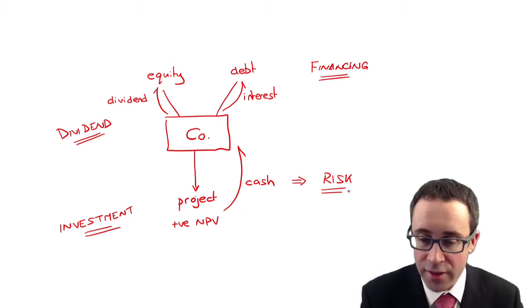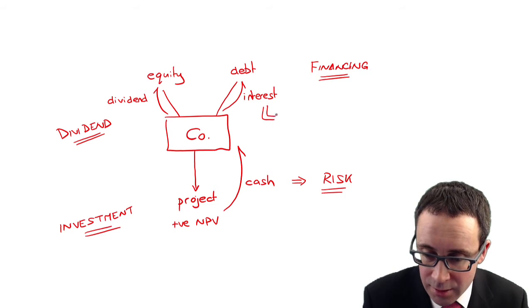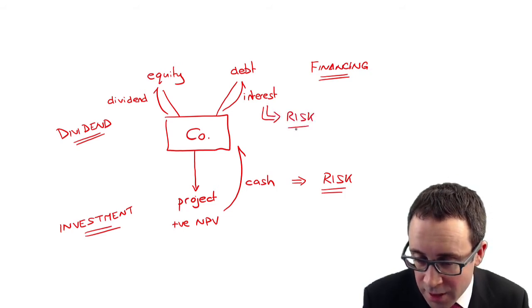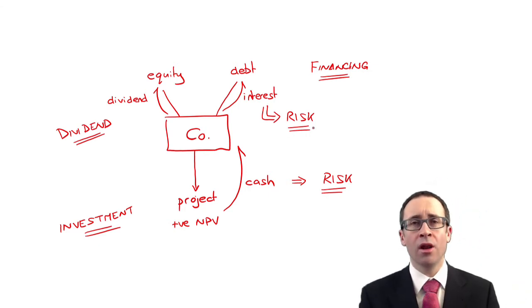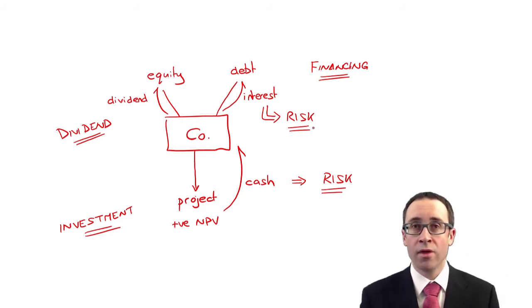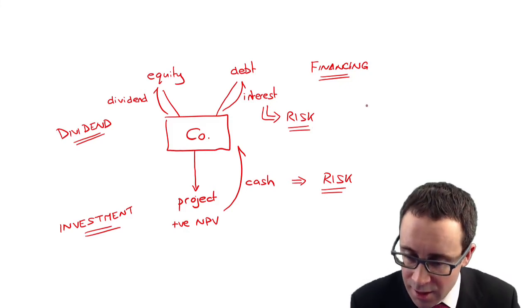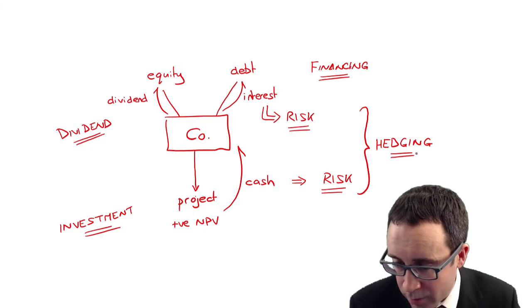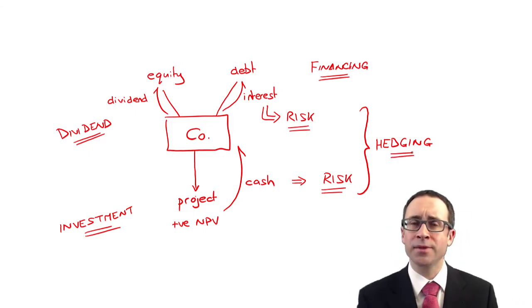If we're looking at your interest, again, if you've taken out a variable rate of interest on a loan and you think that interest rates are going to go up, there's a risk that you're going to pay more money in the future. So maybe you might want to do something to mitigate that risk. And when you're looking at that mitigation of the risk, that's when you think about hedging.